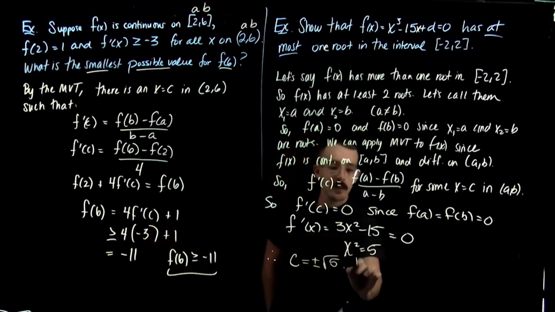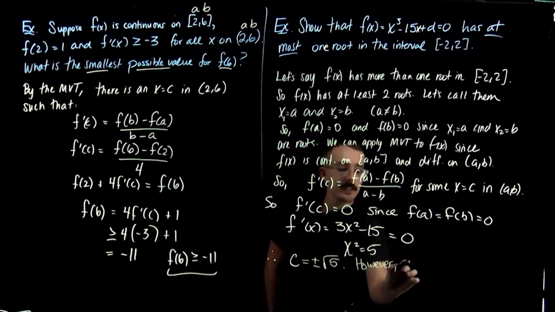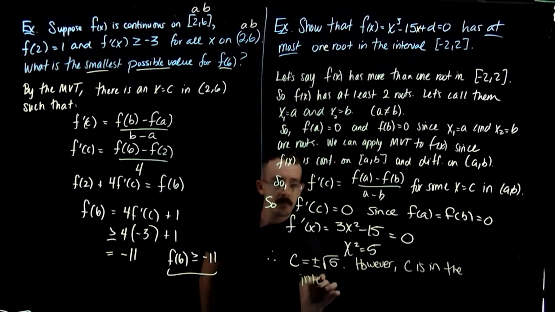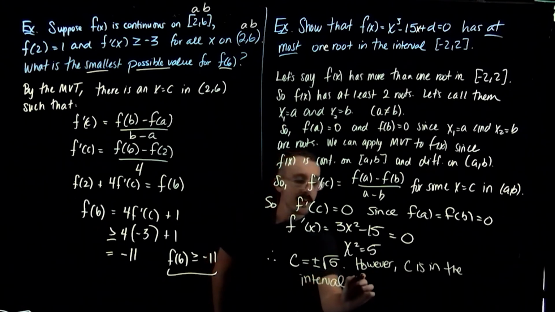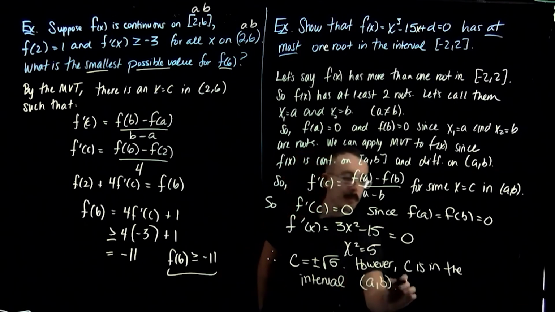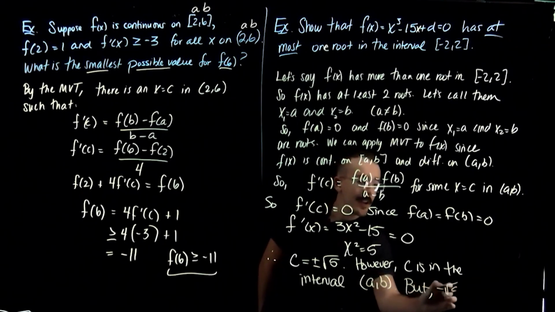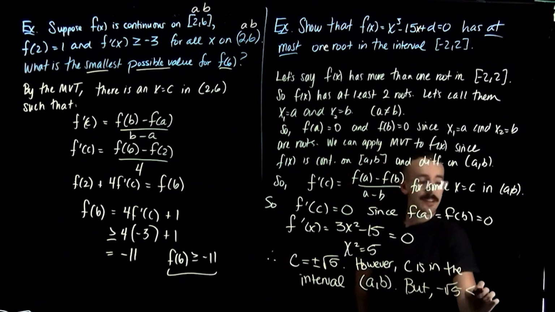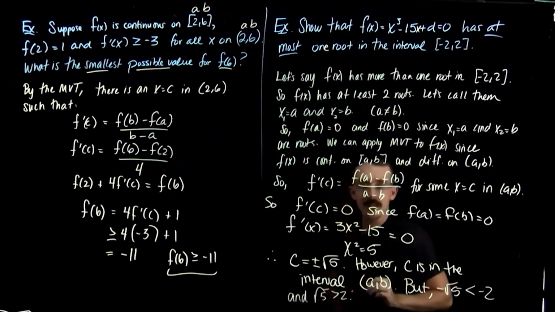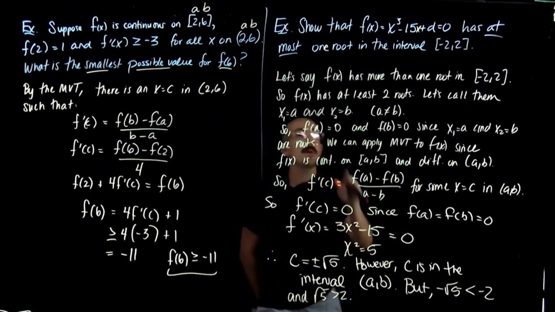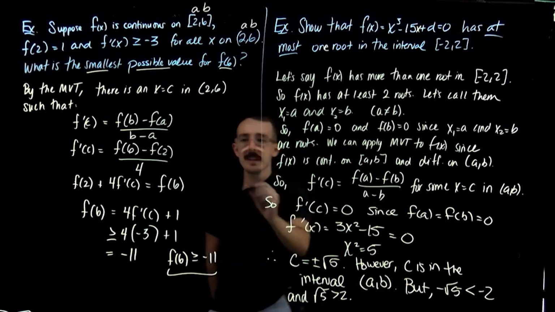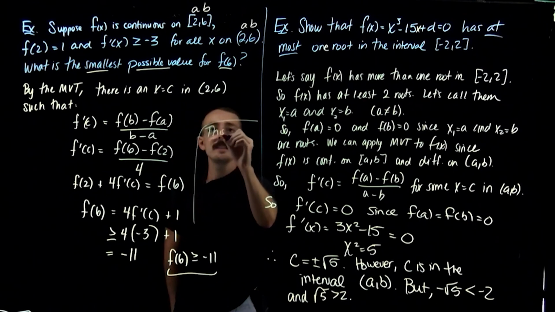That's a problem, though. However, c is supposed to be in the interval from a to b. But negative root 5 is less than negative 2, and positive root 5 is greater than 2. And a and b were supposed to be in this interval from negative 2 to 2. So that's impossible. This is impossible.